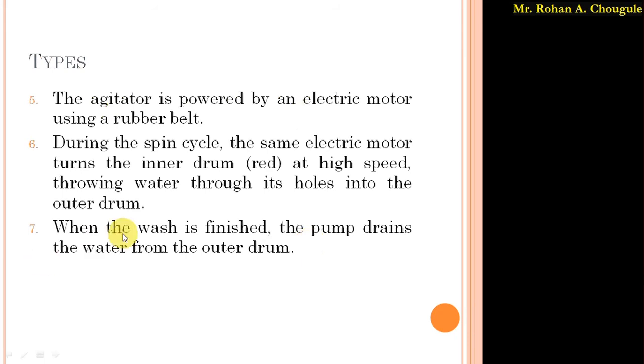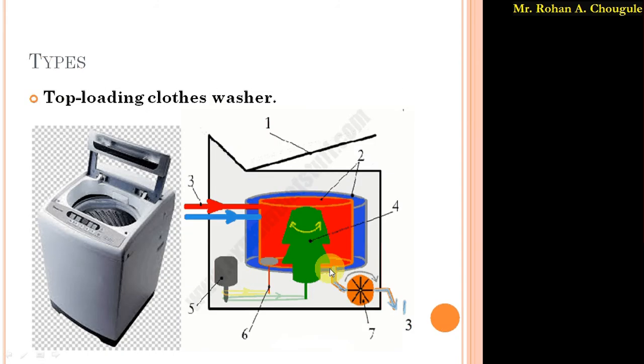And when the wash is finished, the pump drains the water from the outer drum. After the wash process is completed, we have used a pump which sucks the water from the drums and allows it to get out from the inner drum. So this is a basic, simple mechanism which is used in the top loading washing machine.